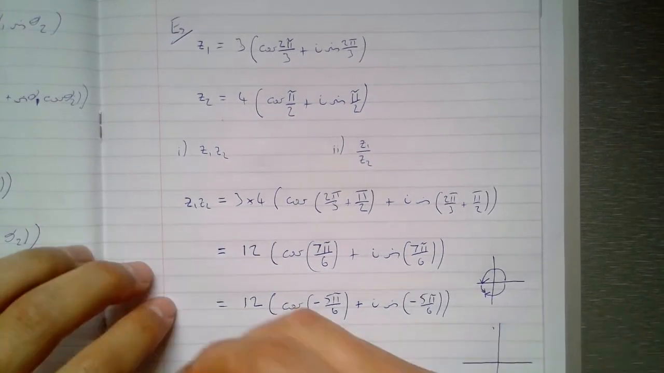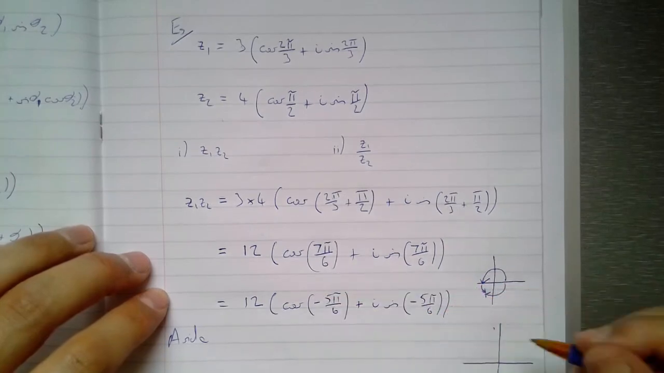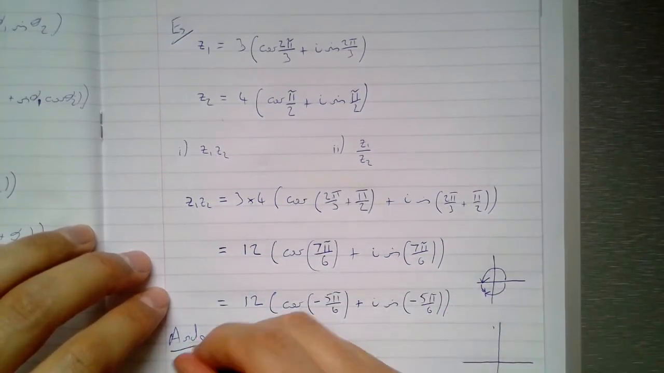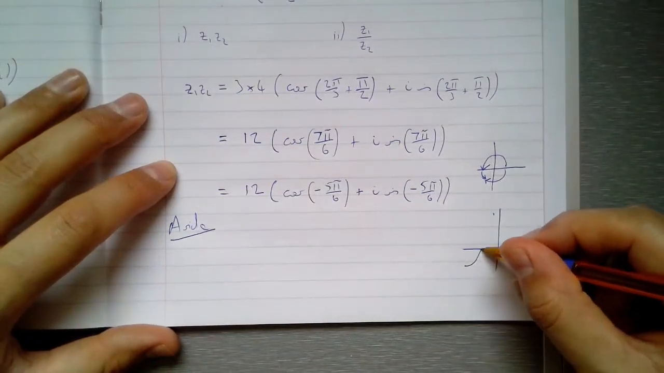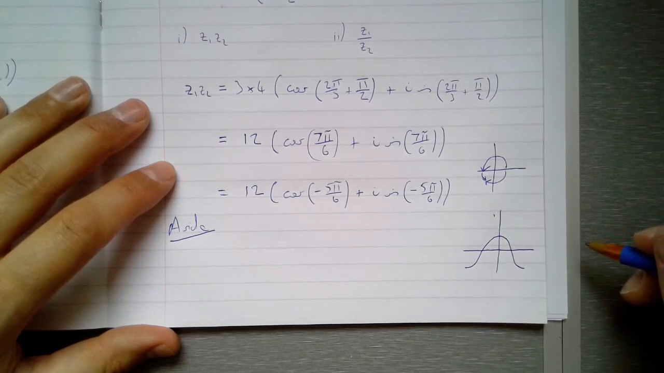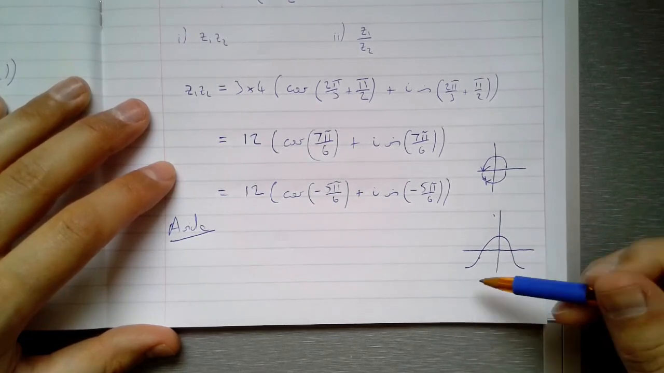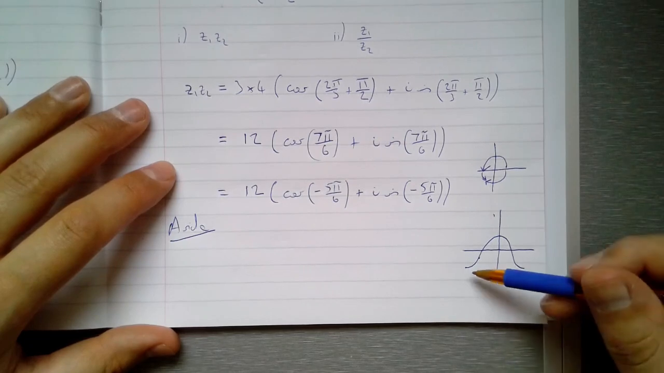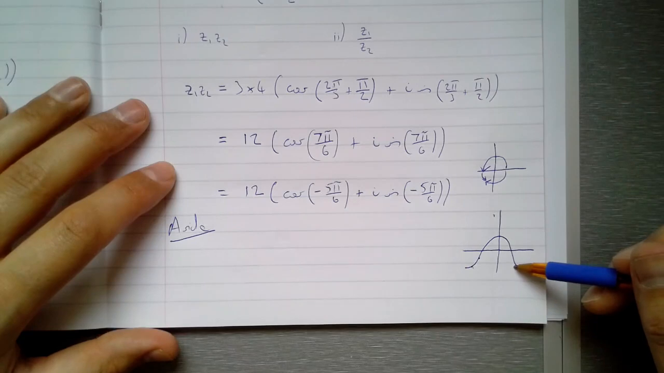And this is an aside from the question. The question's finished. That's absolutely fine. But what they could do is, as cosine, think about what the shape of cosine looks like. Cosine's symmetrical. So if I had cos minus 5 pi over 6, which is about there, minus 5 pi over 6 is about there, it's actually the same as cosine of plus 5 pi over 6.